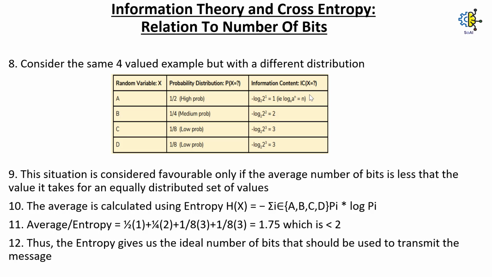The average is calculated using entropy H(x), which is equal to minus sigma Pi multiplied with log Pi, and here i belongs to A, B, C or D. Again, the average, that is the entropy, is computed from the probability distribution and IC, that's information content, which is equal to 1.75 and smaller than 2. Thus, the entropy gives us the ideal number of bits that should be used to transmit the message. It shows that we require 1.75 bits to transfer a message.